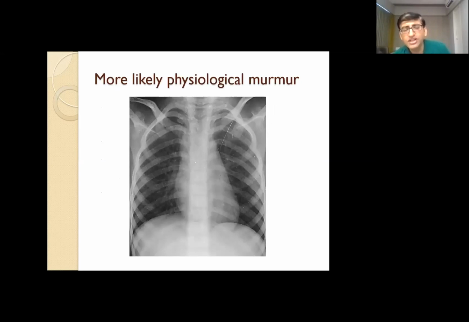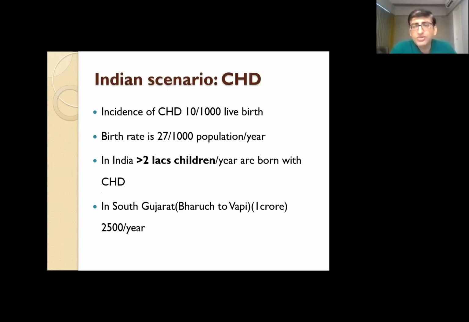What we can see over here is there is no cardiomegaly, there is no plethora, and a normal chest X-ray, which goes more in favor of a physiological murmur. So your presumptive diagnosis is the murmur is more likely to be physiological, which we can confirm after doing echocardiography. Now coming to some general information about the congenital heart disease.